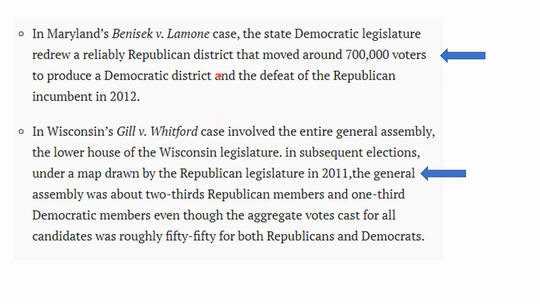Other cases in Maryland recently involved a reliably Republican district moving 700,000 voters, which produced a Democratic district and the defeat of a Republican incumbent. And in Wisconsin, the General Assembly was two-thirds Republican and one-third Democrat, even though the aggregate votes were roughly 50-50 for the Republicans and Democrats.